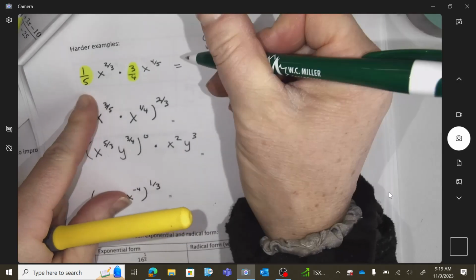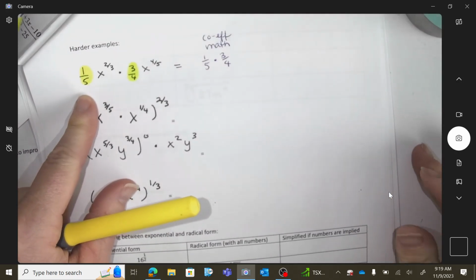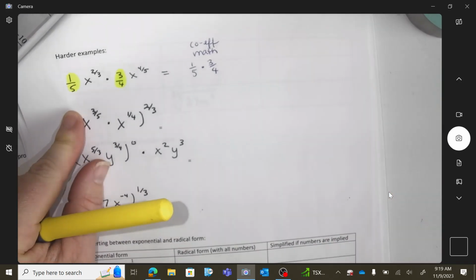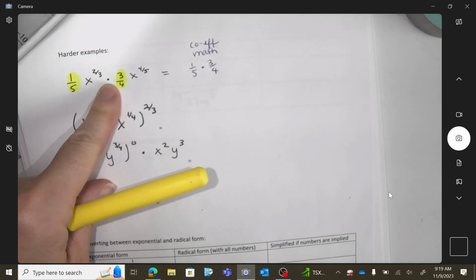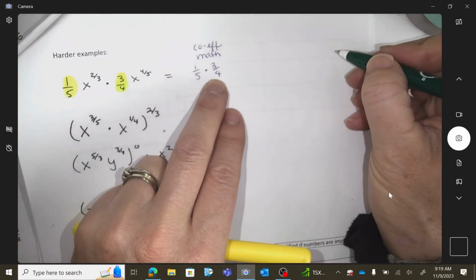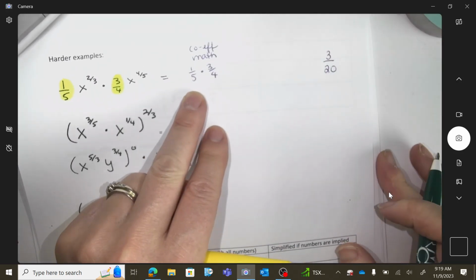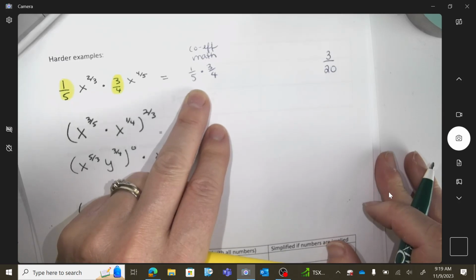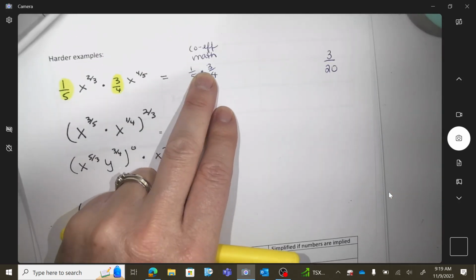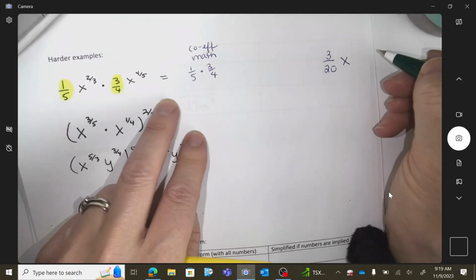Okay, so what's the math? 1/5 times 3/4. Okay, with coefficients, you just do the math. So this is a times, you do a times. So the new coefficient would be 3/20. The base is x.